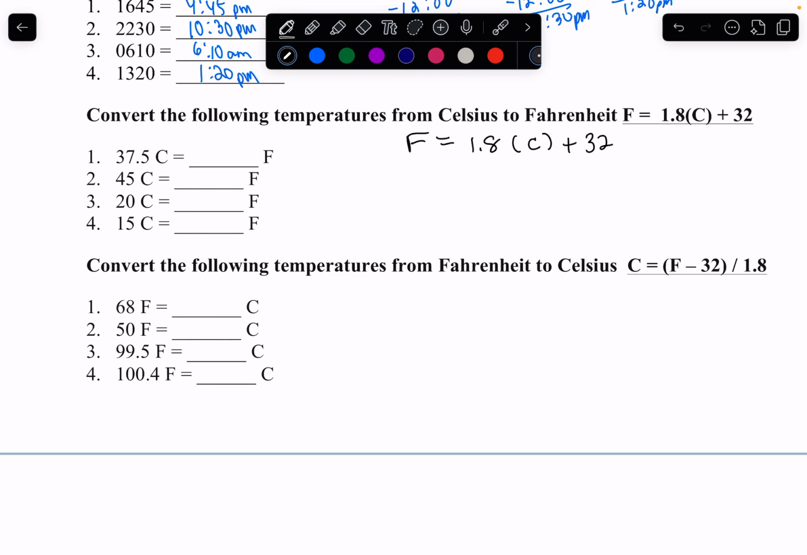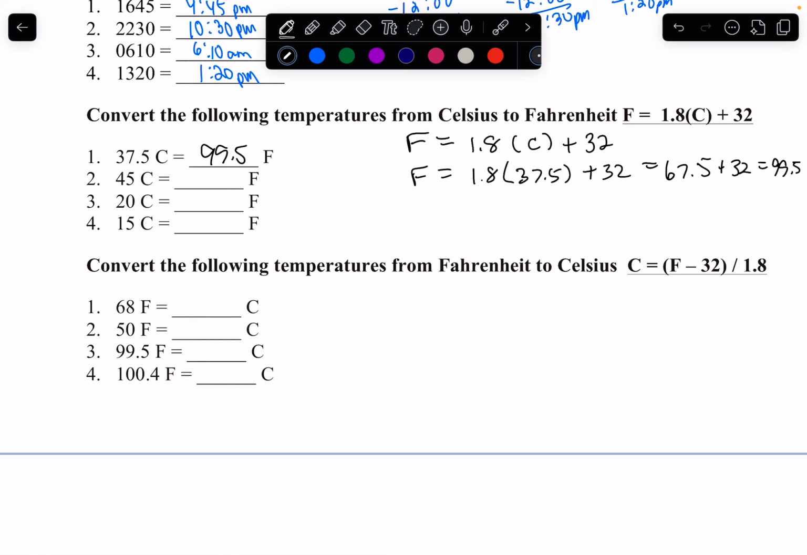Our 37.5 Celsius. You're going to multiply that times 1.8. So 37.5 times 1.8 is equal to 67.5, plus 32. If you add on 32, you get a total of 99.5.